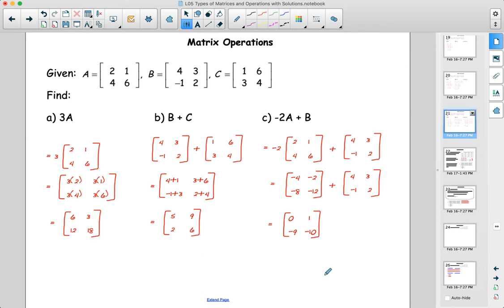And I'm viewing subtraction as adding. Multiply by -1 and then add.